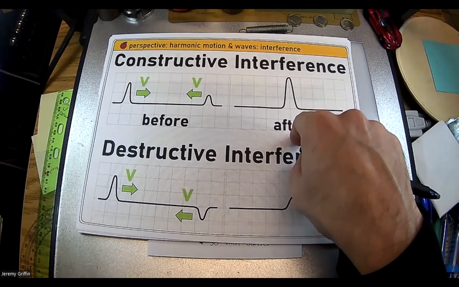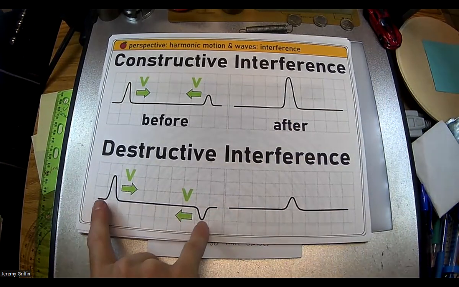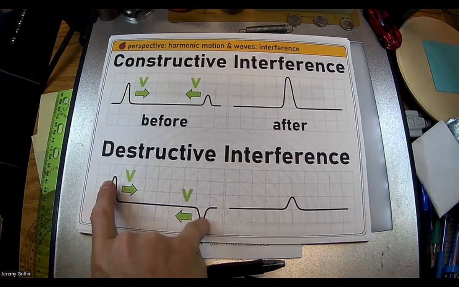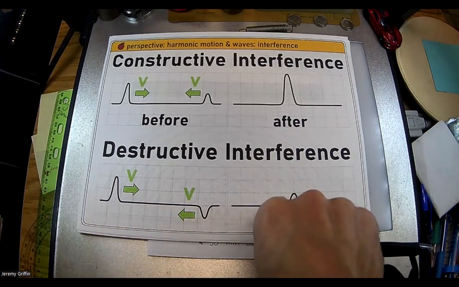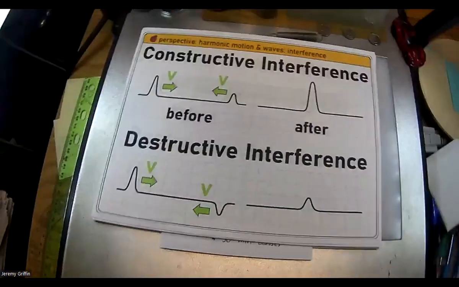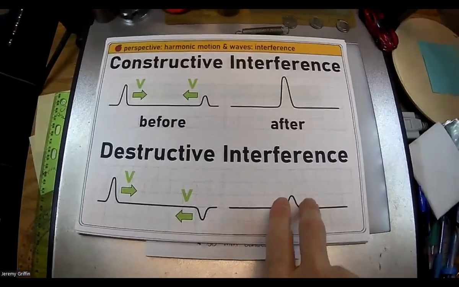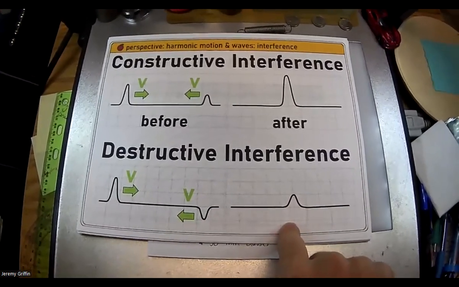If you have destructive interference, they could subtract from each other. So if you have 2 units plus -1 unit, that gives you 1 unit. 2 plus -1 is 1. These pulses will also continue right on through each other. You do something like that.